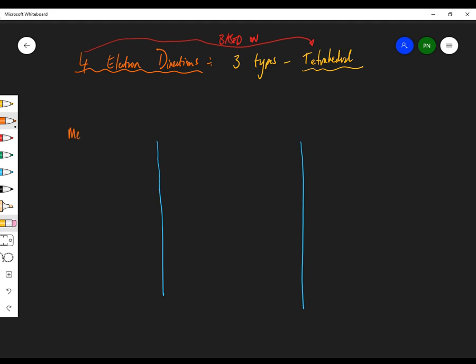Let's do the 3 types. The first one we're going to look at is methane. That's the most common one for this. The next one is ammonia. And the last one is water. So let's have a look at a methane molecule. Methane molecule looks like this. And it's got a bond there, a bond there, a bond there and a bond there. Ammonia, what does ammonia look like? It looks like this.